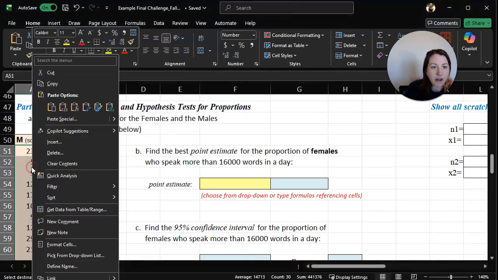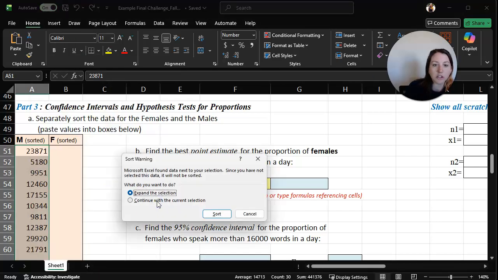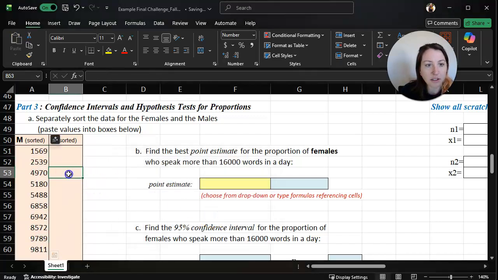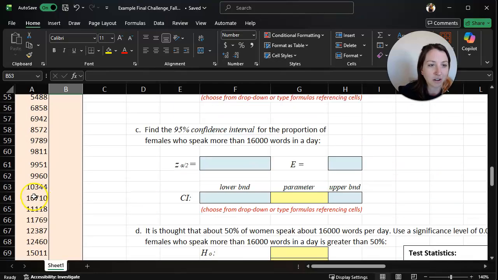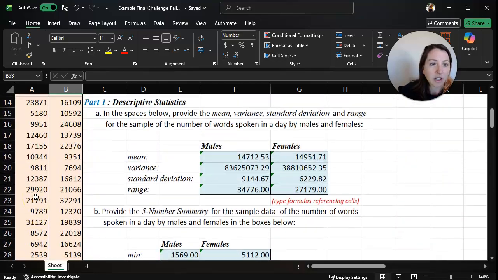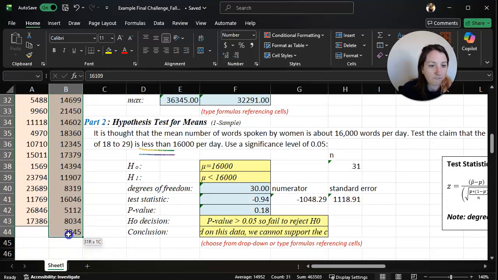And remember, we can right click, go to sort, and then sort smallest to largest. We want to continue with the current selection. If you expand the selection, it'll start sorting things next to it as well. And these data values are just one data set, so we don't need to expand how it's sorting. So we will continue with the current selection and just make sure that all of these are indeed in the correct order.